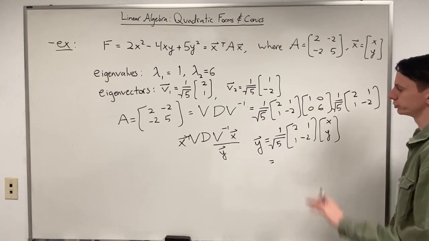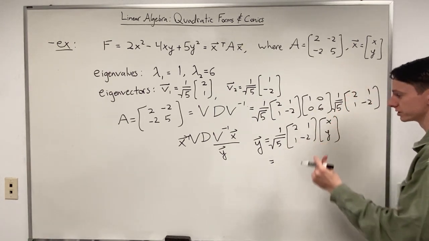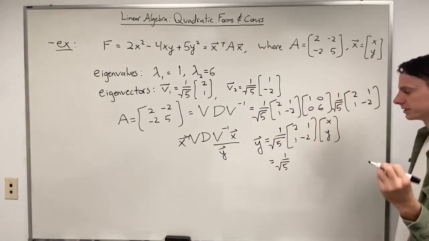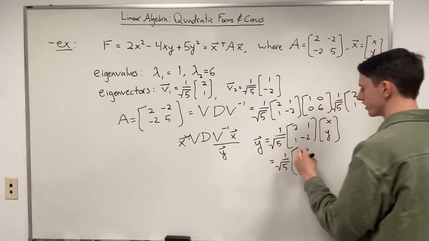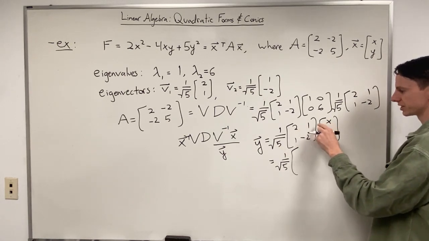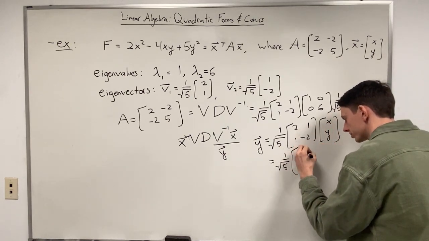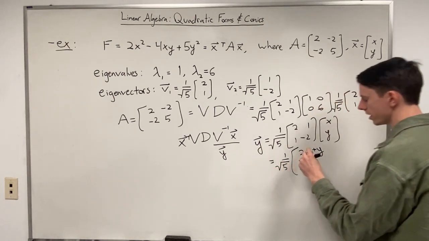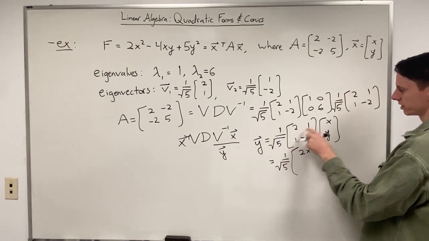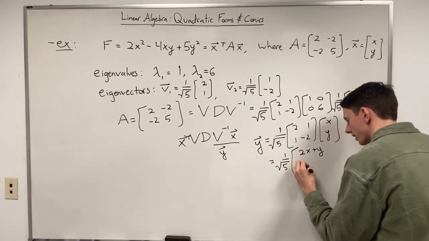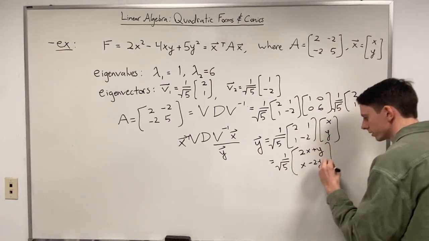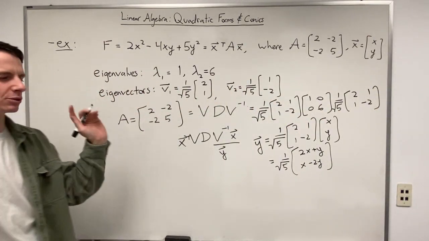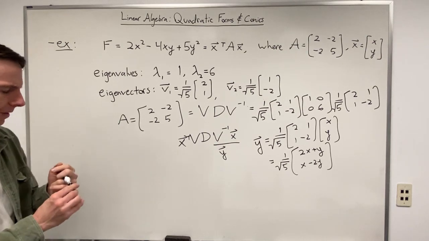And if we multiply this through, I'm going to have my factor of 1 over root 5 still out front. The constant's not going anywhere. For my top component, I'm going to have 2 times x plus 1 times y, or 2x plus y. And for my bottom component, I'm going to have 1 times x minus 2 times y, or x minus 2y, like this.